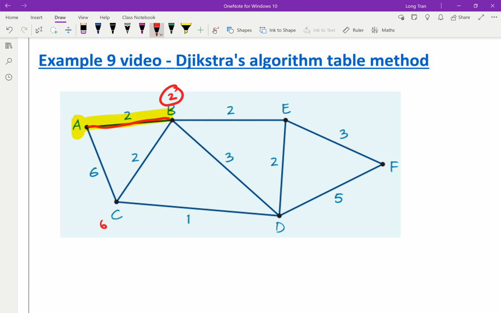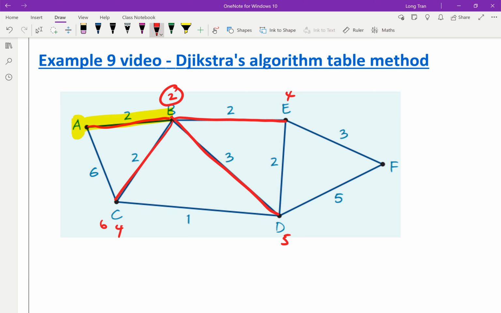And then I go, from B to C, what is that? B is currently at 2. If I go to C, that's an extra 2, which makes it now 4. So 4 is clearly a better route than 6. I can delete the 6, or just leave it there for now. And then what about from B to D? I can connect B to D, which is an extra 3, making this 5. And then what about E? I can connect B to E, which is an extra 2, making this now 4.